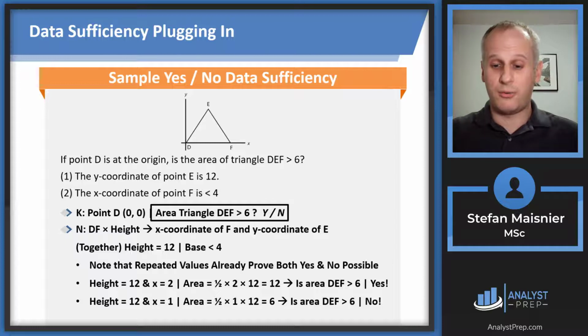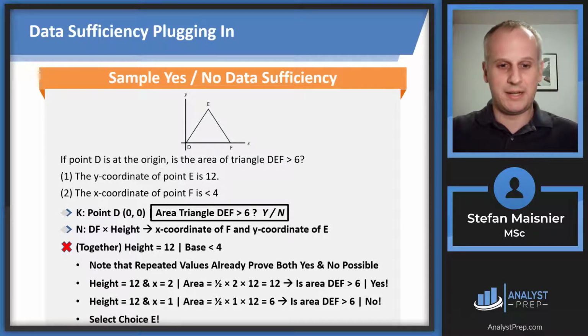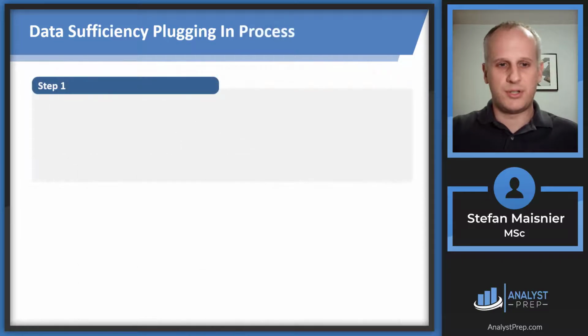So we have already proven that together, through our prior plugging in, these two conditions are not sufficient, so we have to select choice E immediately. Once we find out that the two statements together are not sufficient, we automatically select choice E, knowing that the two statements together are not able to definitively say that it's always yes or always no that the area of triangle DEF is greater than 6. So let's take a look at the process that we just did in full.